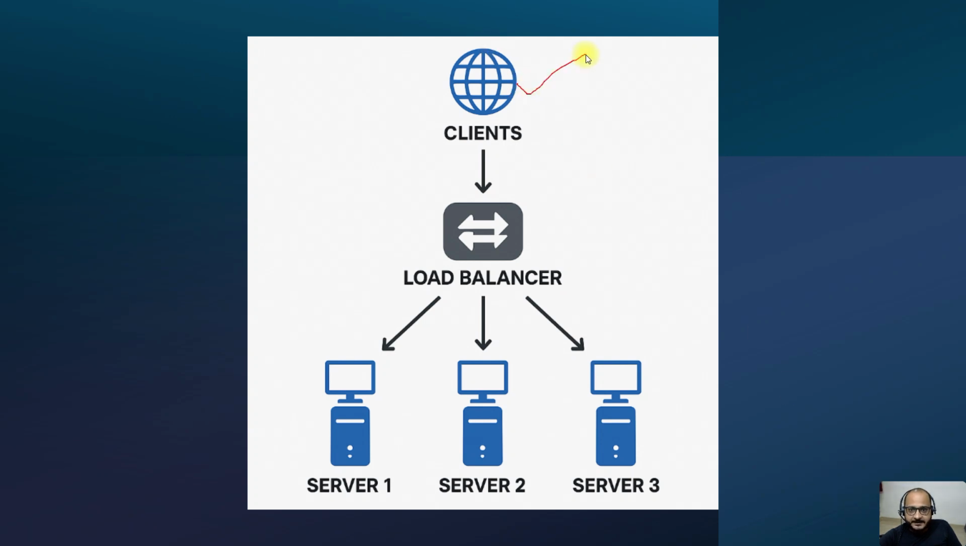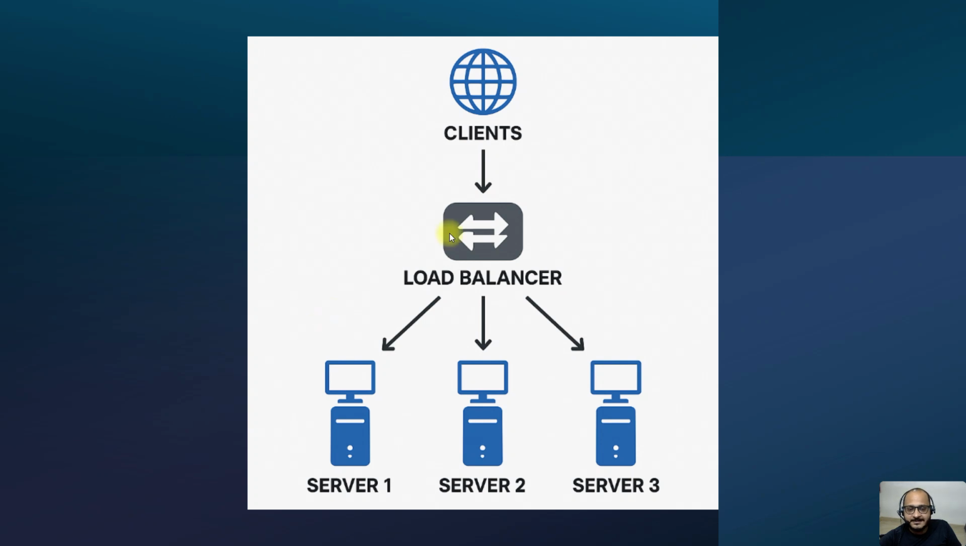Suppose I am sitting here on my laptop and I'm browsing an application. Whenever we search or browse anything on our laptop, first it goes to the internet, and from the internet it goes to the load balancer. The load balancer distributes the traffic to the servers behind it. Suppose 100 requests are coming to these servers. In that case, the performance of the servers may get affected.